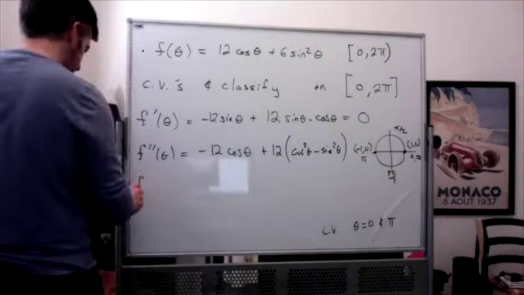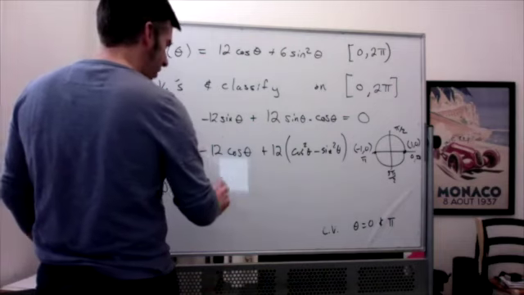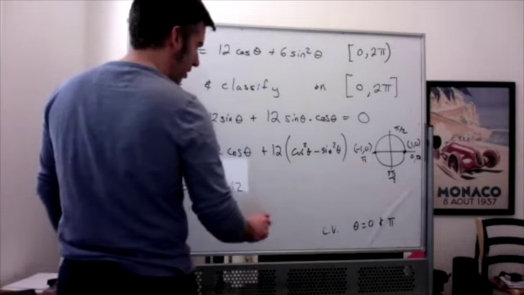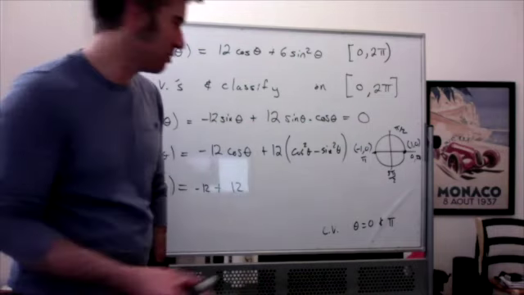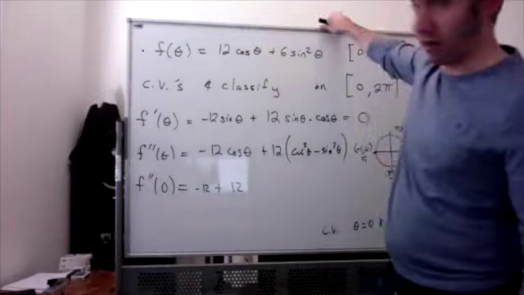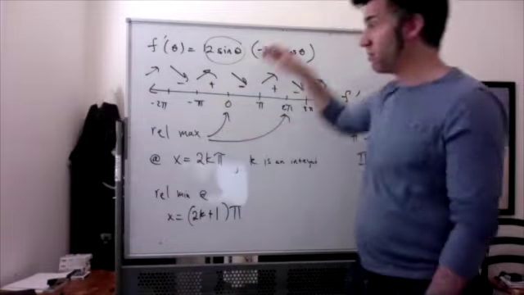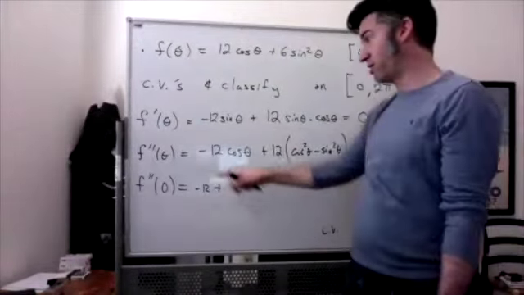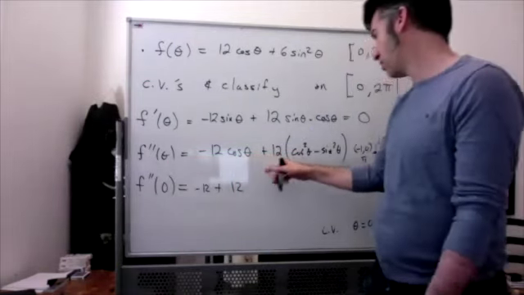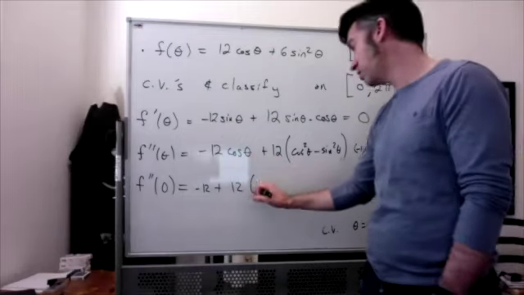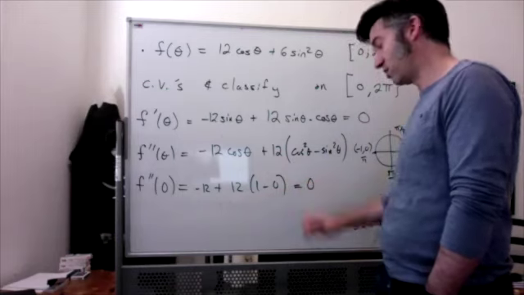So I do f double prime of 0, that's going to be negative 12 plus 12. Oh, so this is a perfect example of why the second derivative test is terrible. If I plug in 0, which is a critical value, right? And we totally know that we have a relative maximum there from the first derivative test. If I plug in this critical value to the second derivative, I'm going to get negative 12 because cosine of 0 is 1, plus 12 times cosine of 0, which is 1, minus sine of 0, which is 0. So I get negative 12 plus 12, which is 0.